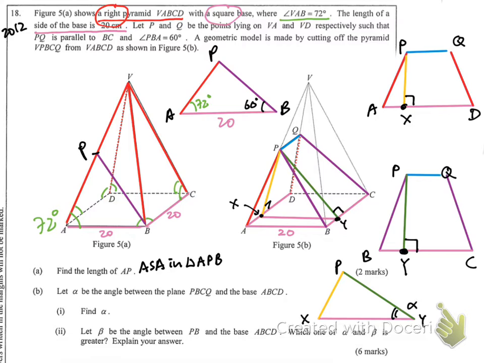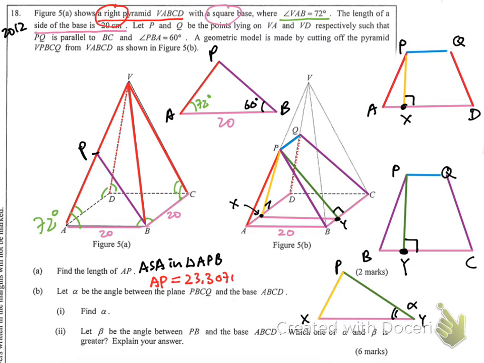I'll leave it to you. You may pause the video and see how you could use the ASA formula to get the length of AP. Now, after you finish it, I can reveal the answer. The answer to this one is 23.3 cm.